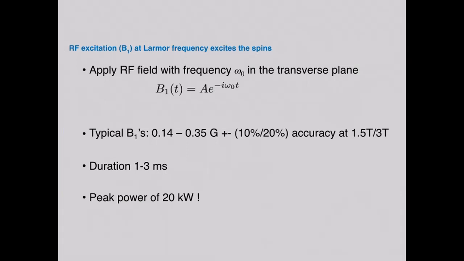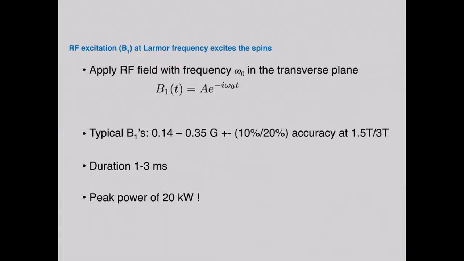So we realize that once we put a sample inside a magnetic field, it creates polarization. If you perturb it, it starts precessing. But how do you perturb it? Well, for that, we use RF excitation of a B1 field, so it's an RF field at the Larmor frequency, at that particular resonance frequency, in order to excite those spins.